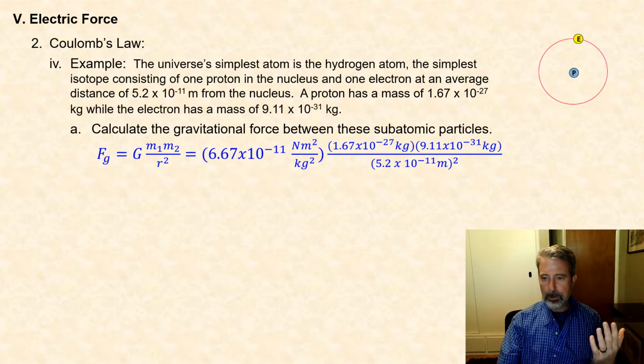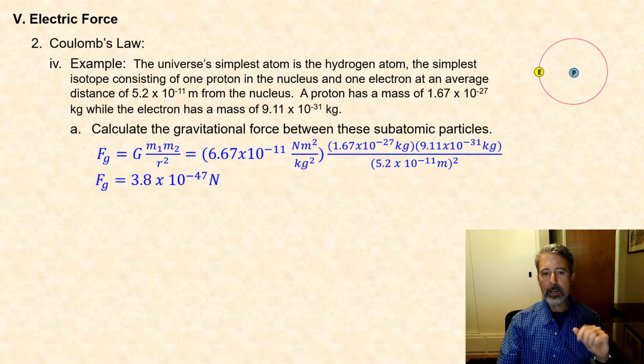So we plug in our numbers, the masses of each of these subatomic particles, and the separation distance. Don't forget to square it. When we do the number crunching, we come out with this very tiny force, certainly too small to measure, about 3.8 times 10 to the minus 47 newtons.